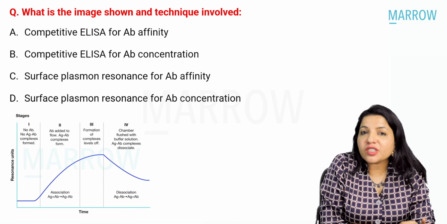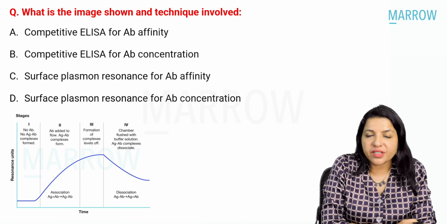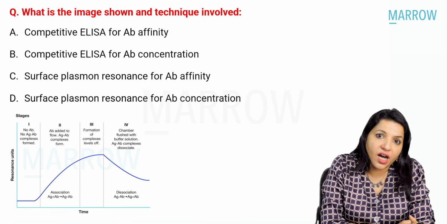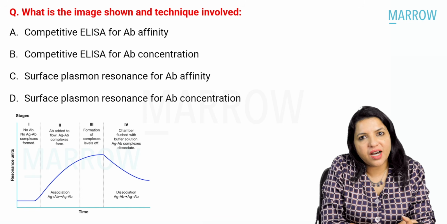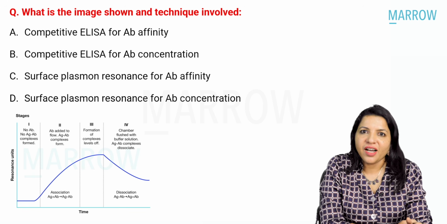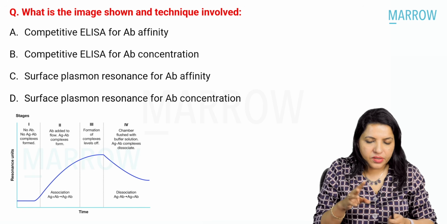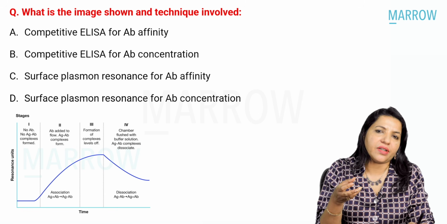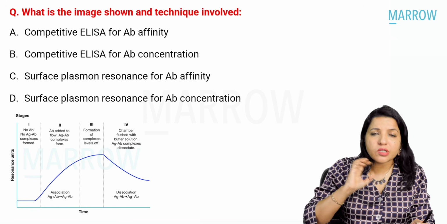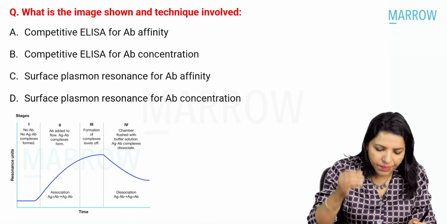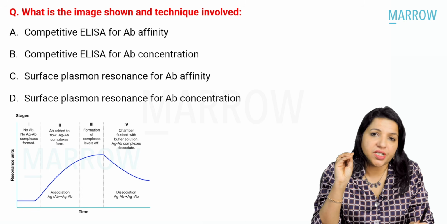The hardest question in INI-CET, if you ask me, was definitely the surface plasmon resonance question, where an SPR graph was given. It was very unlikely, and I would say it should not have been asked in an exam like this. But once the question has come, you should be aware that such questions can come. We should remember that in a competitive exam, questions of such difficulty will definitely be there. So coming back to this question, what we can see is, is it a competitive ELISA?